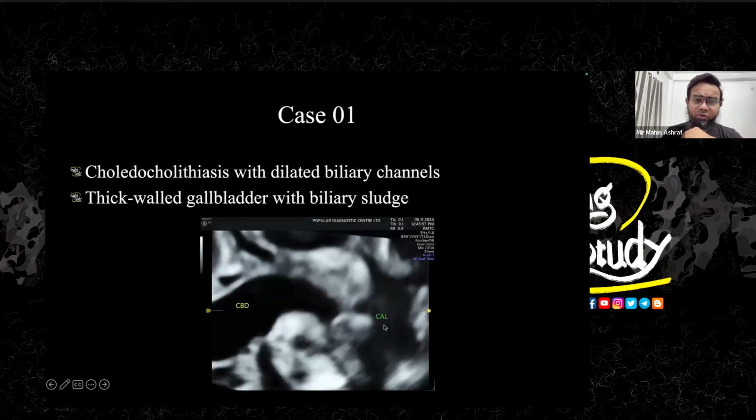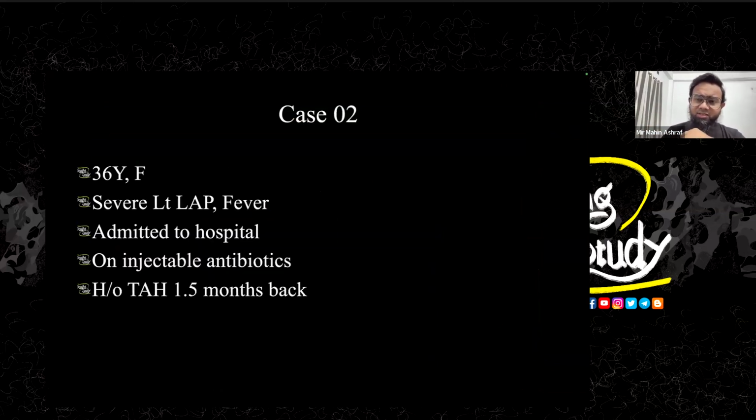So this was a case of choledocholithiasis with dilated biliary channels, and the gallbladder wall was thickened with luminal biliary sludge. Okay, let's jump into the second case.